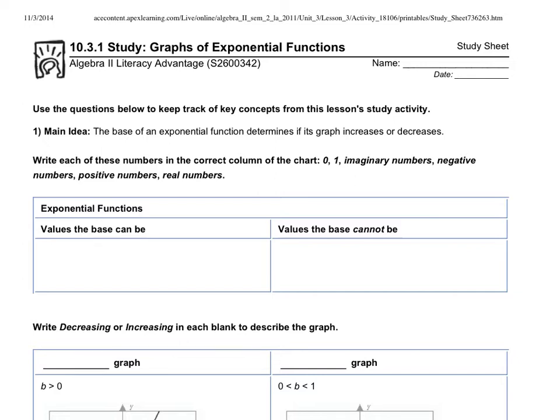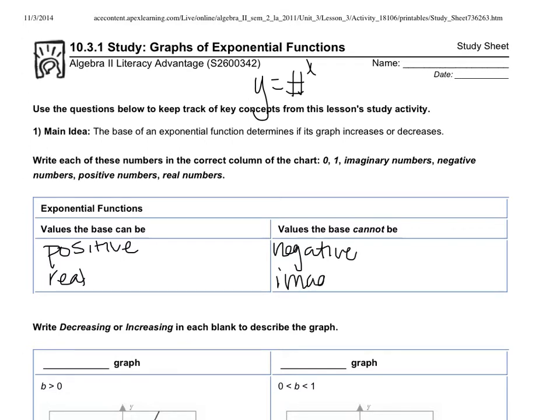So when we talk about the base, remember an exponential function is the form of y equals some number to the x power. So that base can be anything positive and anything that is also real. So it couldn't be like an imaginary number. That's what that means. So the values the base cannot be, it cannot be negative. It cannot be imaginary. And it cannot be 0 and it cannot be 1.